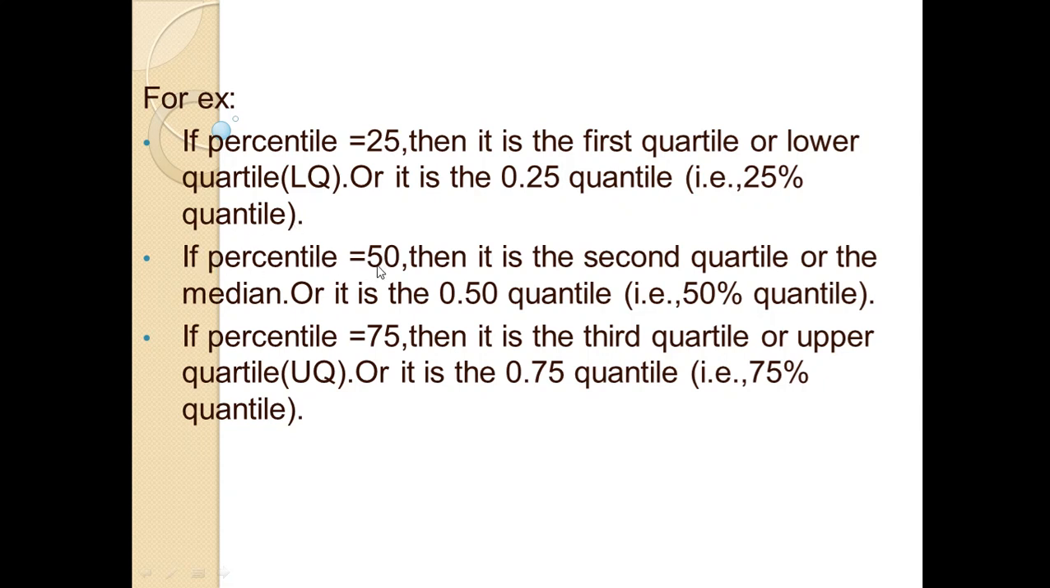If percentile equals 50, then it is the second quartile or the median. Very easy to find the median value, the mid value of any set of numbers. Or it is the 0.50 quantile or 50% quantile. So these terms you need to remember. If percentile is 75, then it is the third quartile or upper quartile, or it is the 0.75 quantile, which is also known as 75% quantile.